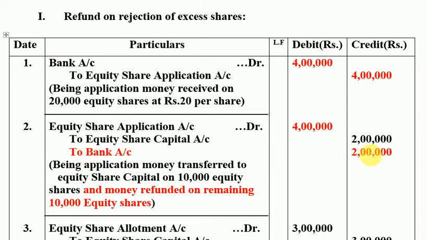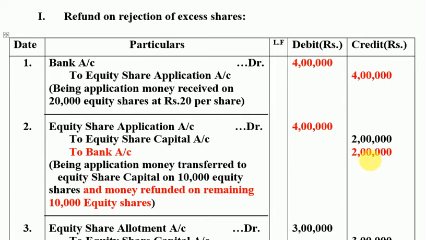This is a compound entry, and if I split it into two entries, the first entry becomes equity share application account debit 2 lakh to equity share capital account 2 lakh, and the second entry will become equity share application account debit 2 lakh to bank account 2 lakh. But we must always write this compound entry together.